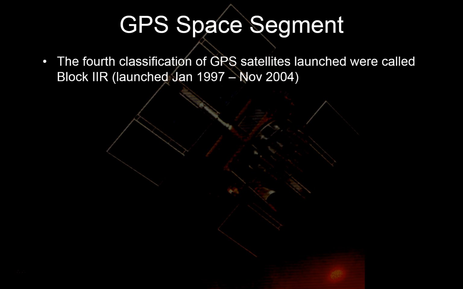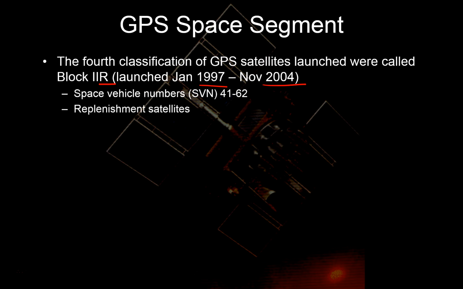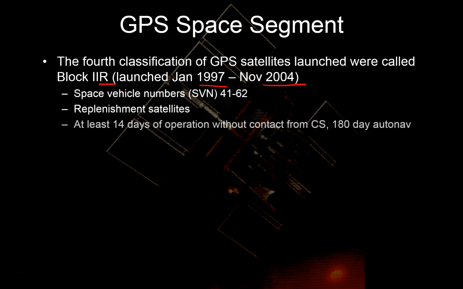The fourth classification of satellites, launched between 97 and 2004, were called Block 2R satellites. Okay, I think R is for replacement or replenishment. I forget what the R stands for, but something along those lines. They are space vehicle numbers 41 through 62. Okay, there you go, replenishment satellites.